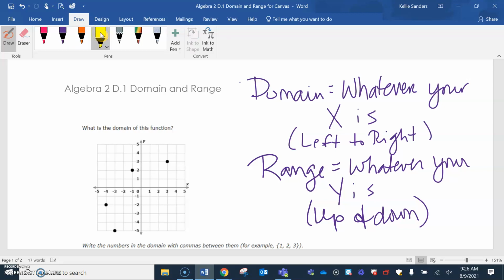Whenever I was learning this, we were not able to use our notes whenever taking tests. You know, we actually had to remember some things. And so D comes in the alphabet before R, and X comes in the alphabet before Y. So that's my little trick in my mind to remember which one is X and which one is Y. Domain is X, range is Y. X goes left and right. Y goes up and down. Okay, so that being said, let's go to the first.